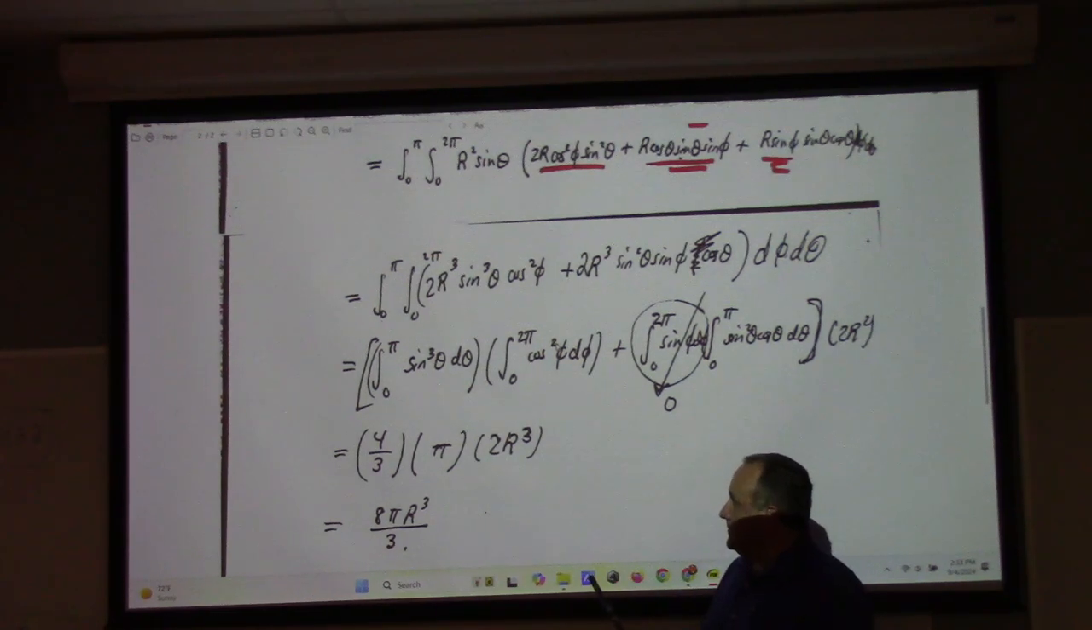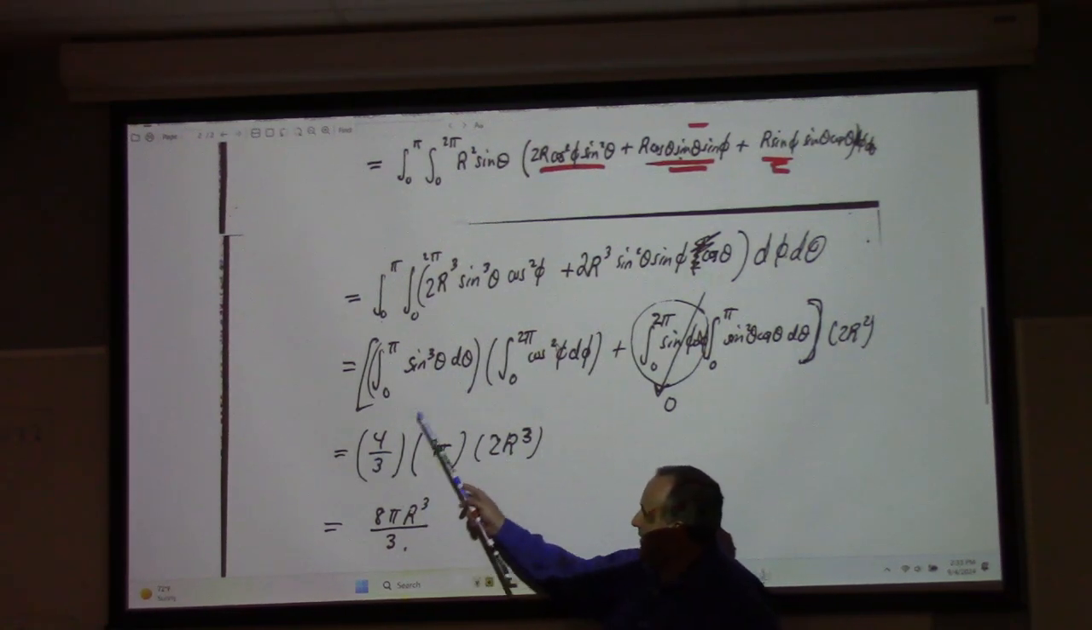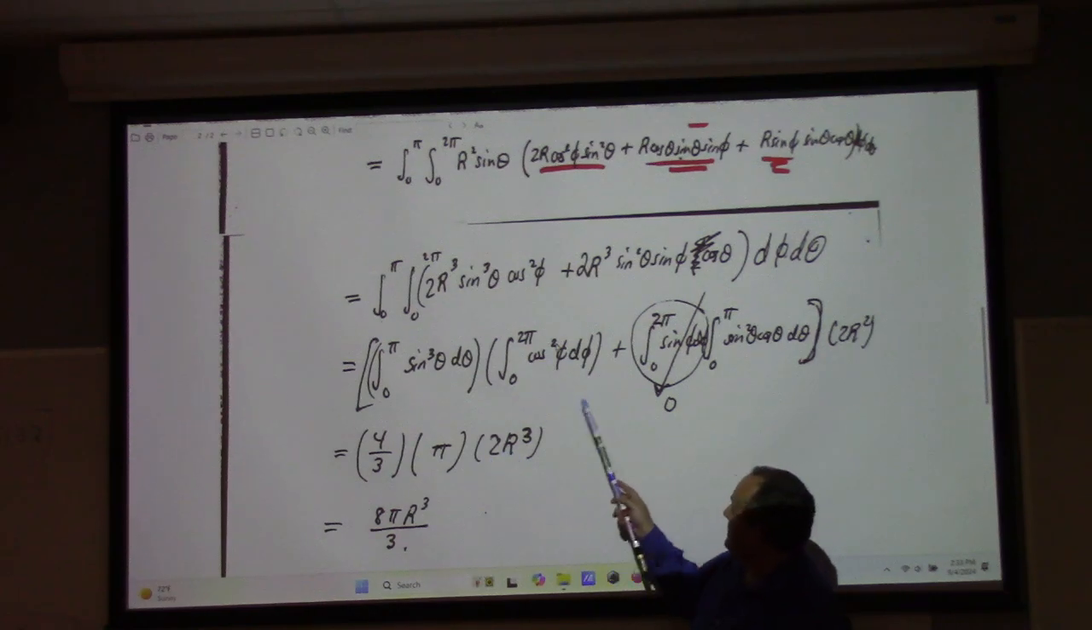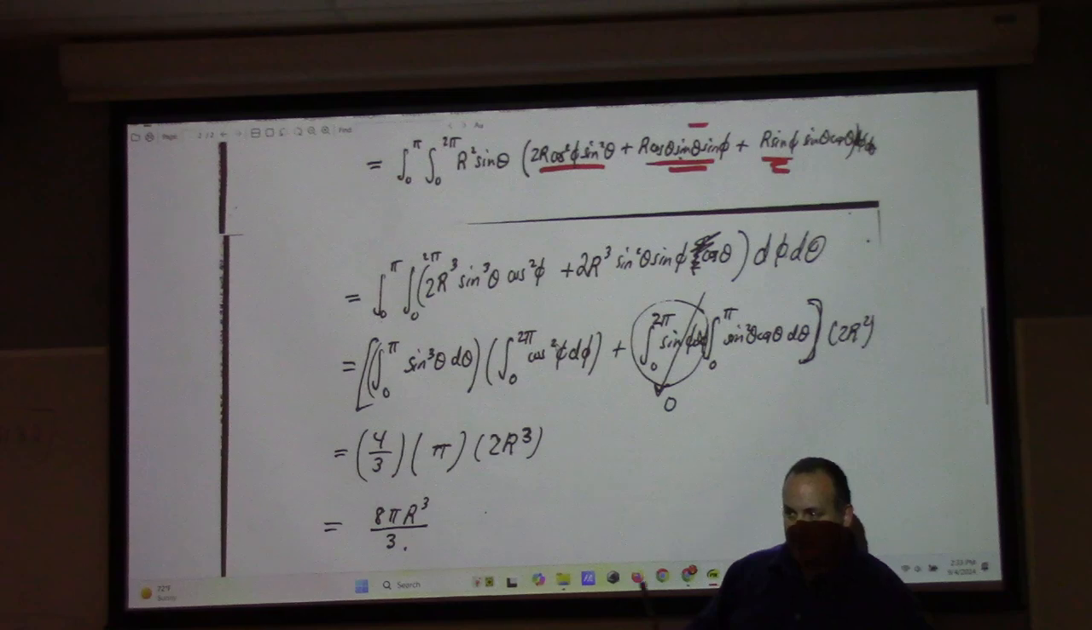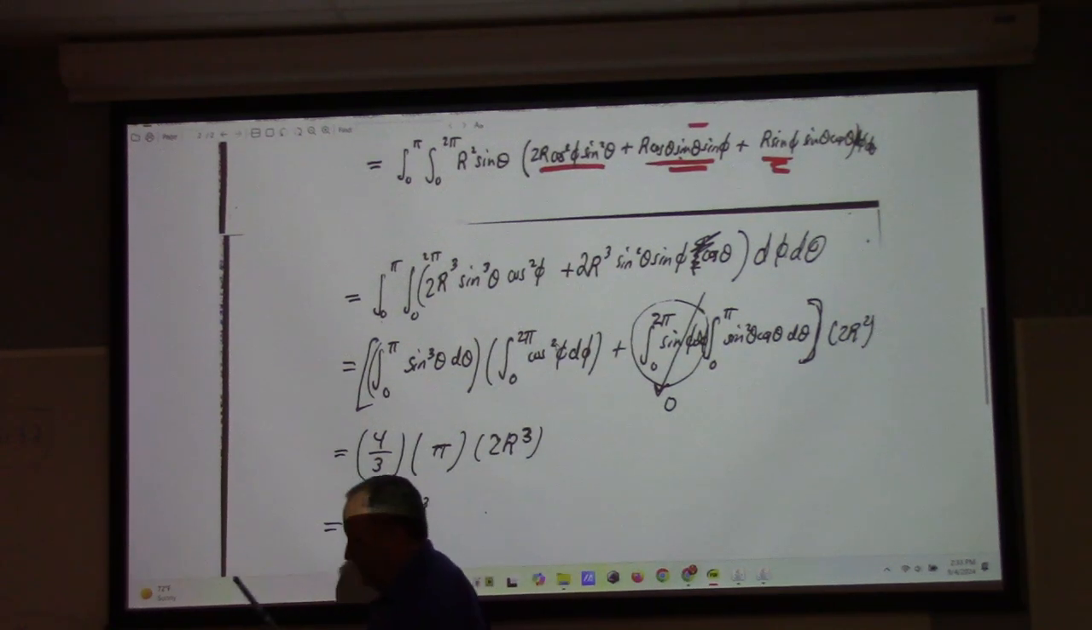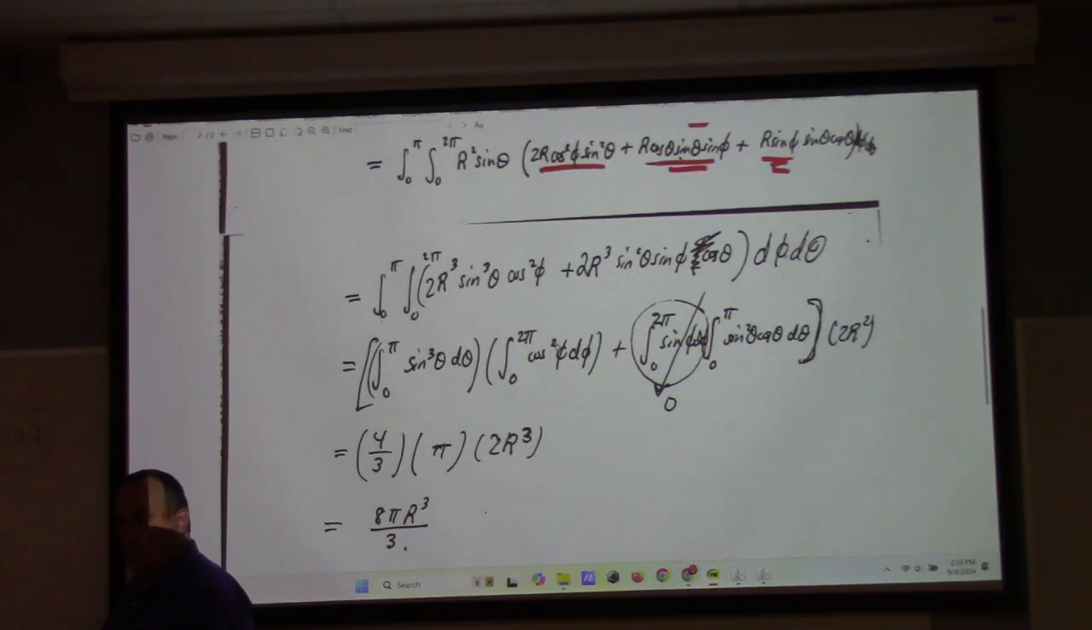These are integrals you can do. So I get 4/3 from that. I get a pi from this. I get the 2r cubed that was there all along. And I get 8 pi r cubed over 3. That's the flux of this electric field through the sphere.